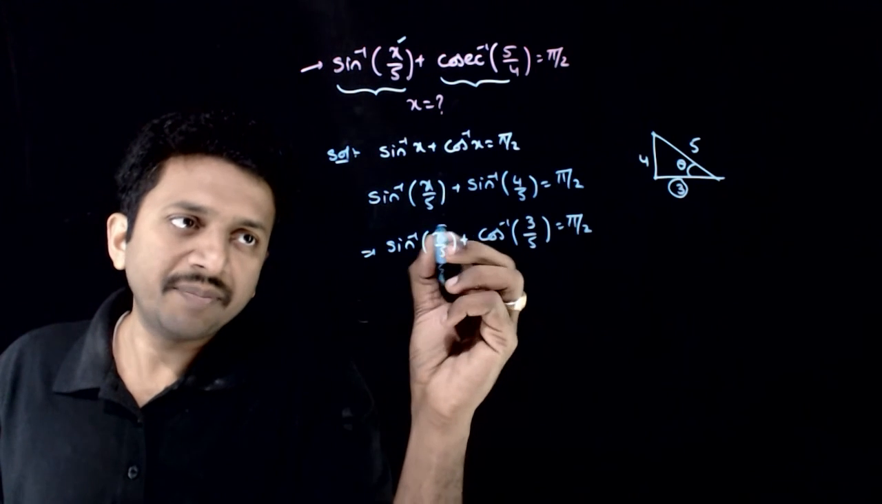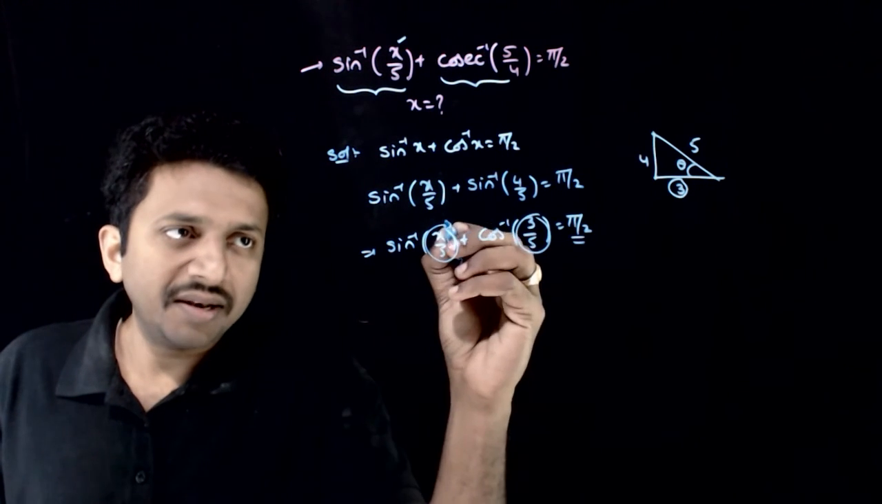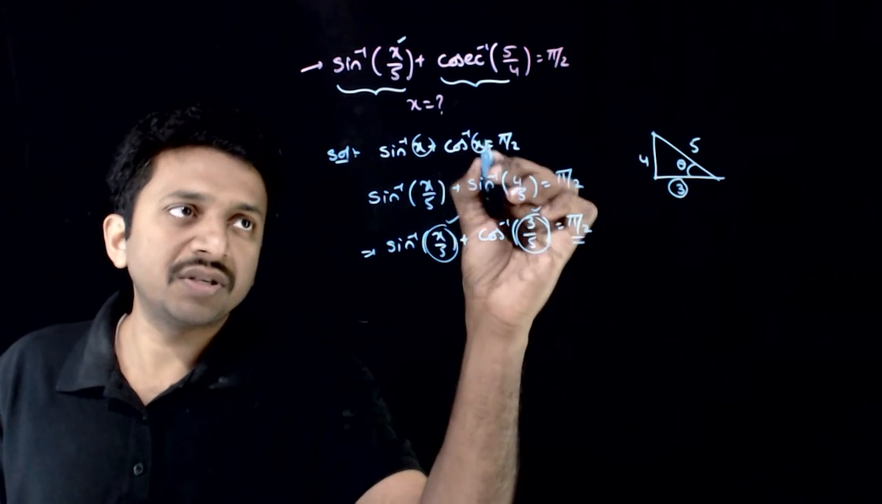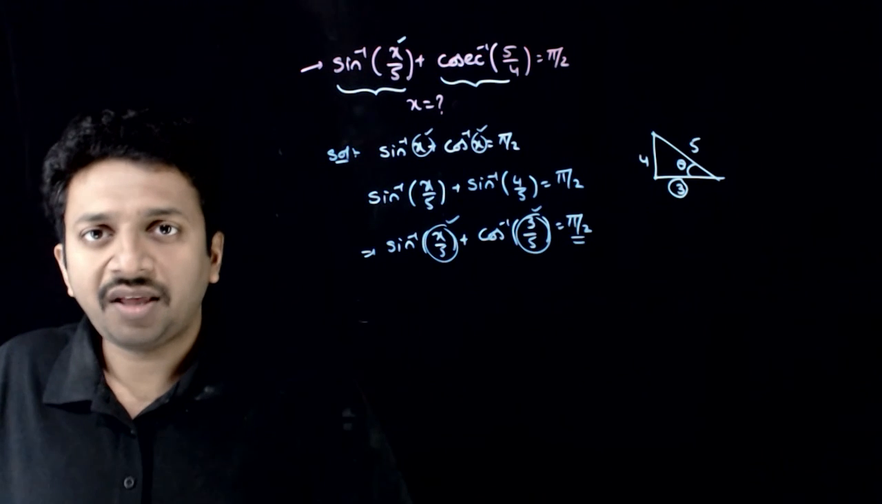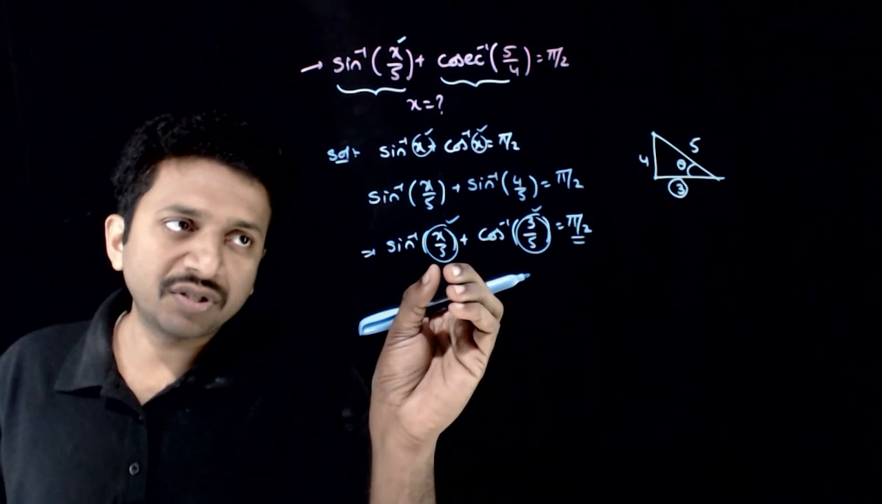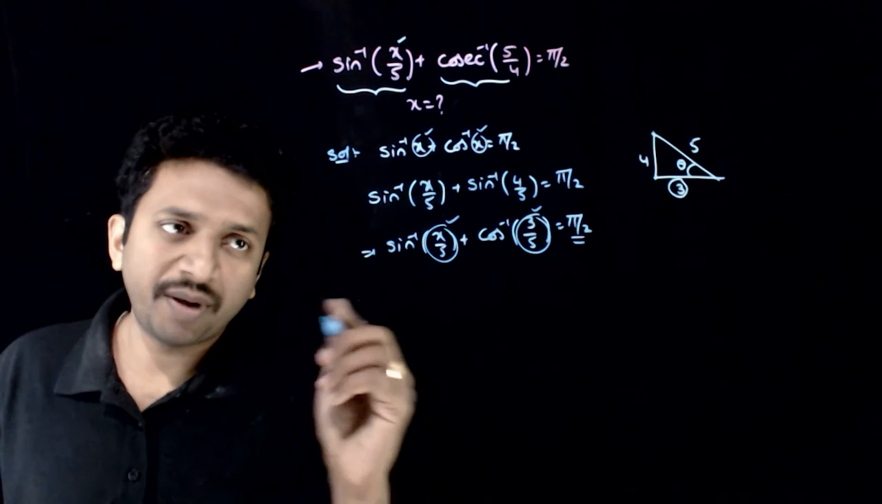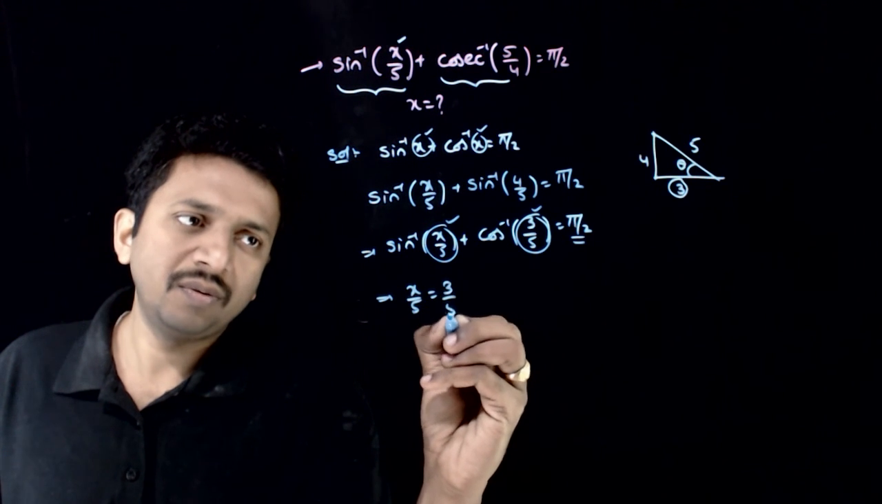So sine inverse of something plus cos inverse of something is equal to pi by 2. Then these two have to be same. If sine inverse of something plus cos inverse of something is equal to pi by 2, these two arguments have to be same. So sine inverse of x by 5 plus cos inverse of 3 by 5 is equal to pi by 2. This implies x by 5 has to be equal to 3 by 5.